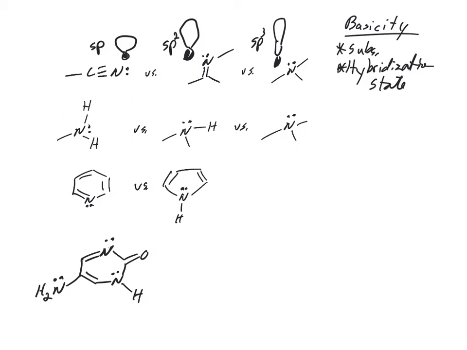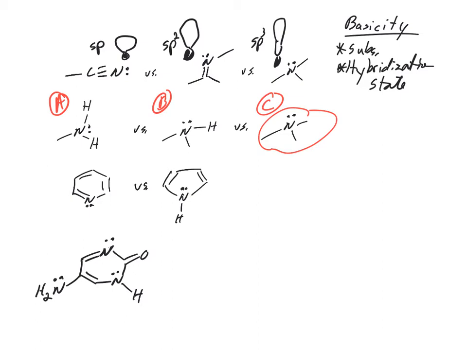Maybe a simplified version, but this is something to think about. Primary, secondary, tertiary amine. Which one's going to be the most basic? If I did A, B, C, it actually is C. C is the most basic. Now the better question is why? Why is it the most basic?